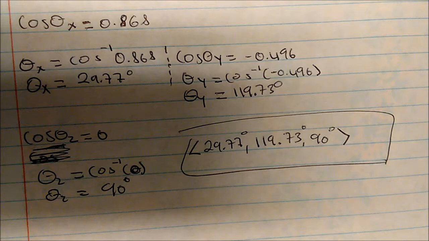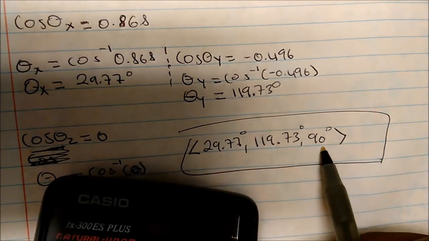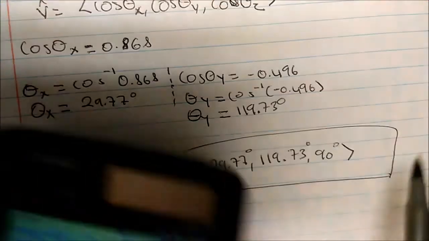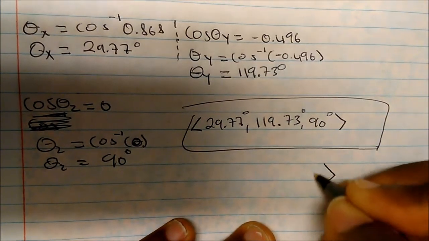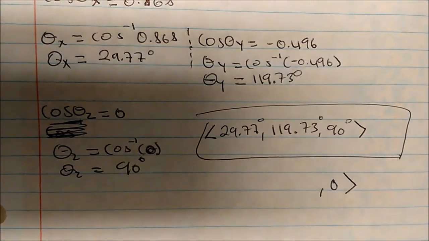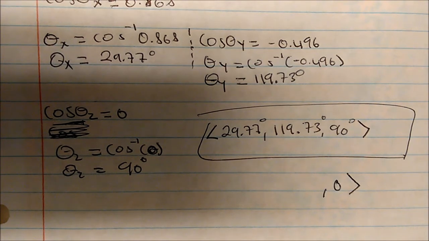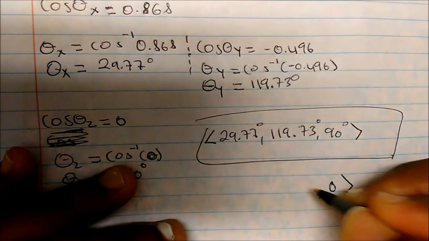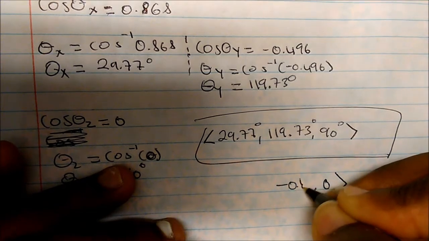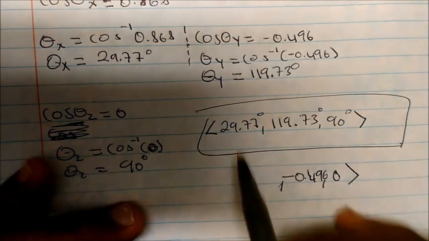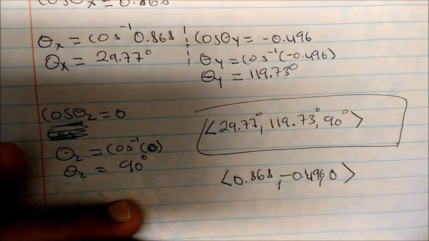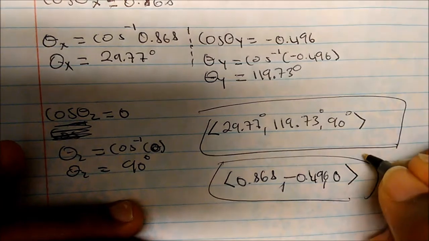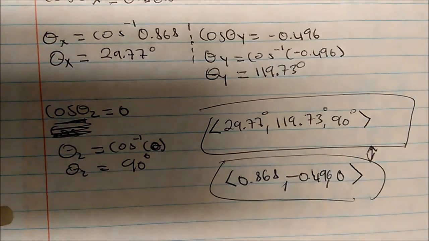And look, this should be true. I should be able to take cosine of these angles and get back my unit vector. If I take cosine of 90, cosine of 90 is 0. If I take cosine of 119.73, we get negative 0.496. And if we take cosine of 29.77, we get positive 0.868. And you can see we got back our initial unit vector.